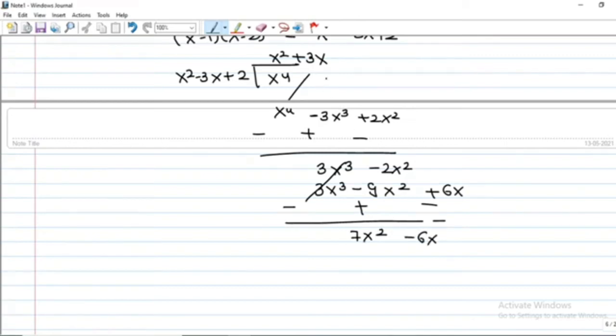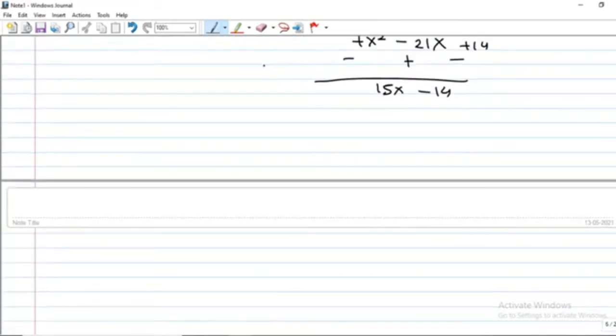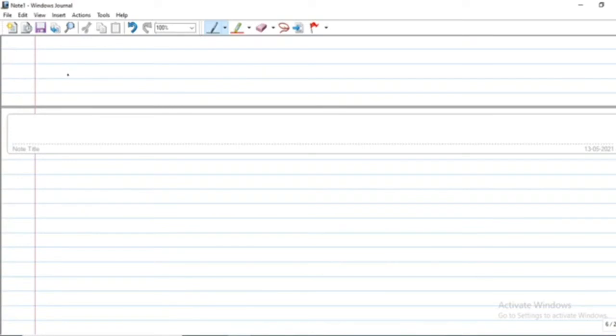So can we create 7x square? Yes, if I place here 7, we will be left with 7x square minus 21x plus 14, right? And here it will be minus, positive, negative. So we are finally left with 15x and minus 14. So we are left with this remainder, and this is our quotient, and this is our dividend, and this is our divisor. So we can express x raised to 4 using dividend equals divisor into quotient plus remainder.